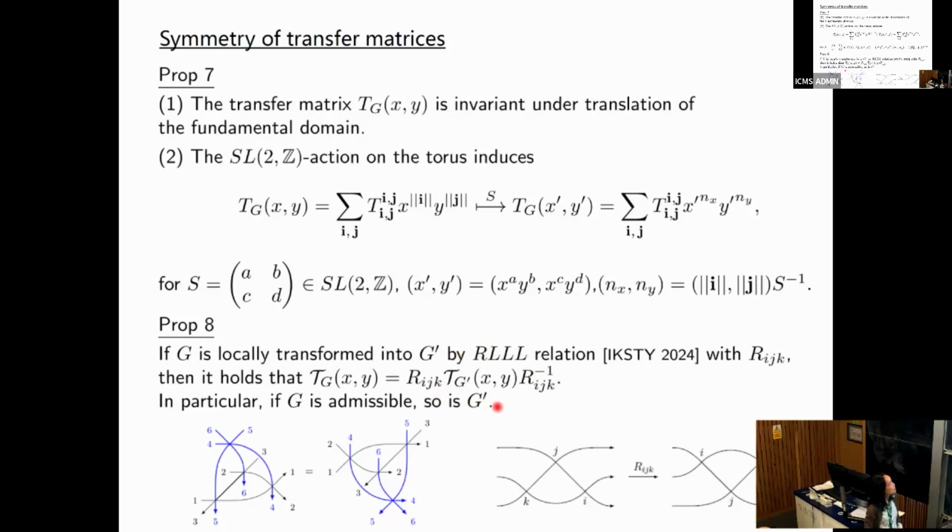Then, in particular, if the graph G is admissible, and this admissibility is preserved by this action, it is easy to know this. So we have this Yang-Baxter move for a given graph G. So in this way, we can construct some integrable systems of 2+1 dimension by using the tetrahedron equation.